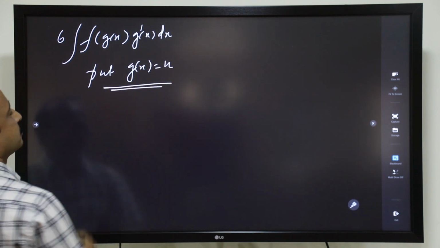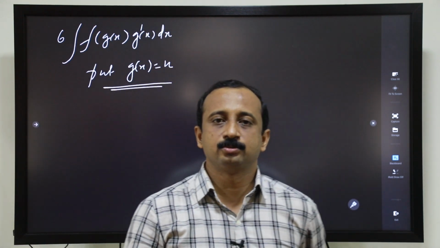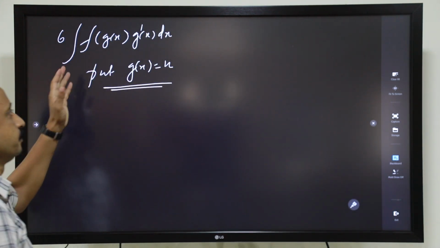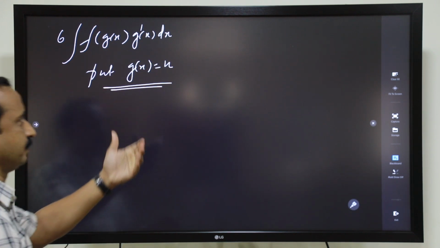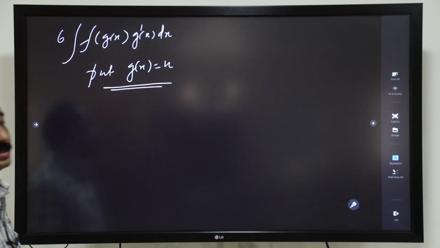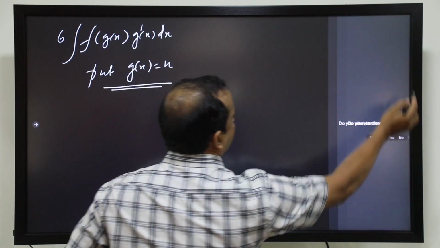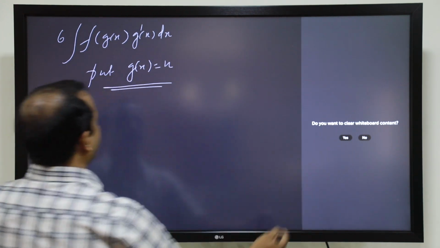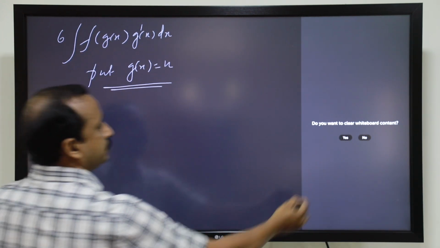Okay, a function is of the form f of g of x into g dash x form. At that time we put g of x is equal to u, then we differentiate and then convert this function to the standard result form. Last we find the integral value of that function. Okay, now we start the problem. A function is of the form f of g of x into g dash x.